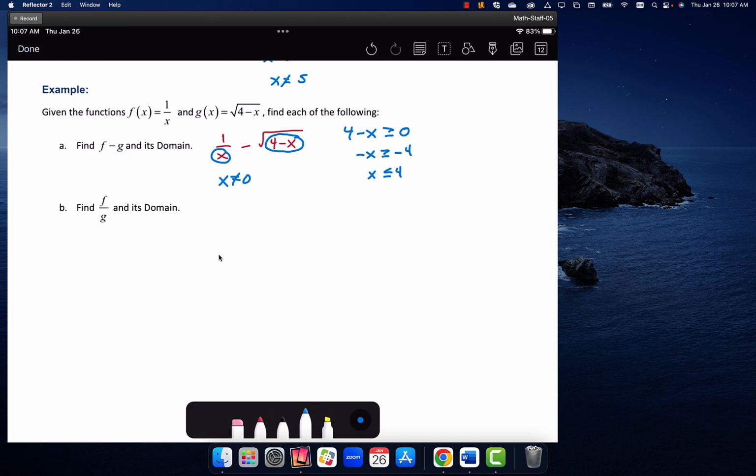So we have two things we need to take care of. x can't be equal to 0, and it has to be less than or equal to 4. So our domain, this time we're starting at negative infinity, and we're going to 0. We're going to exclude the 0 and continue to 4.